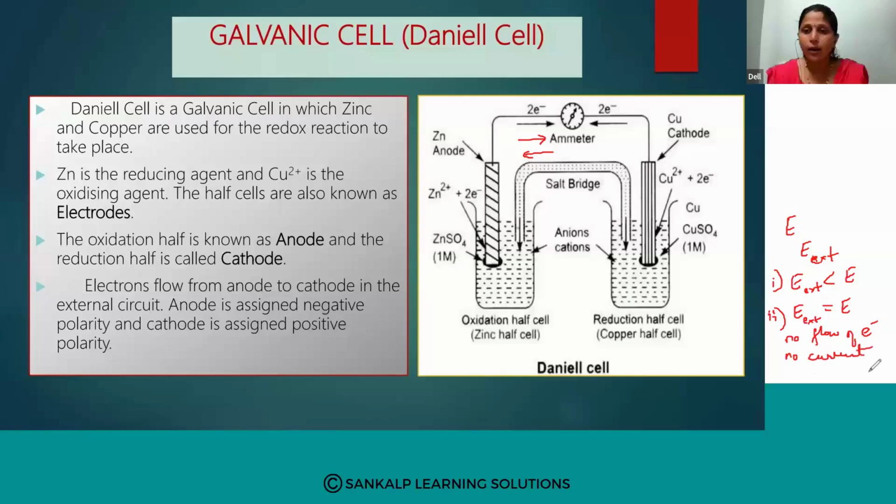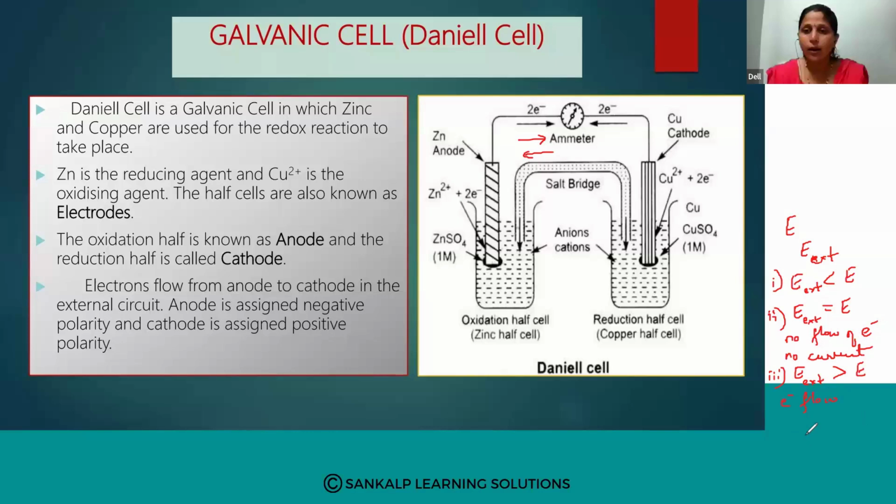The third condition is, if the external potential difference which I apply is more than the potential which is present in the cell, then what will happen? The reverse of the Daniell cell will occur. What does reverse of the Daniell cell mean? Earlier, how was the electron flow? Now, in this condition, the electron flow will be from copper to zinc.